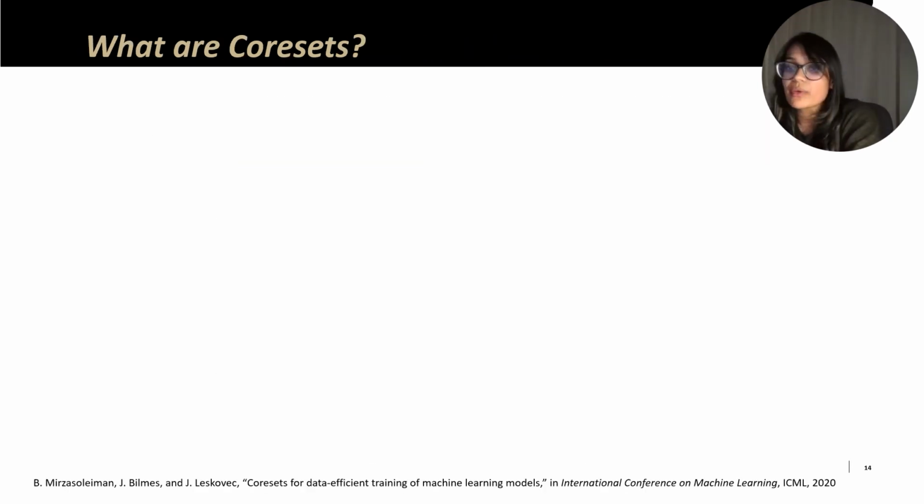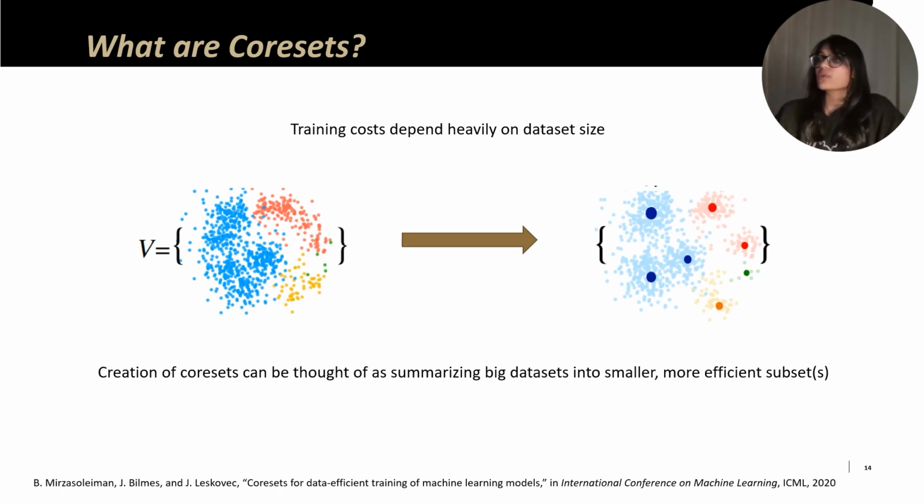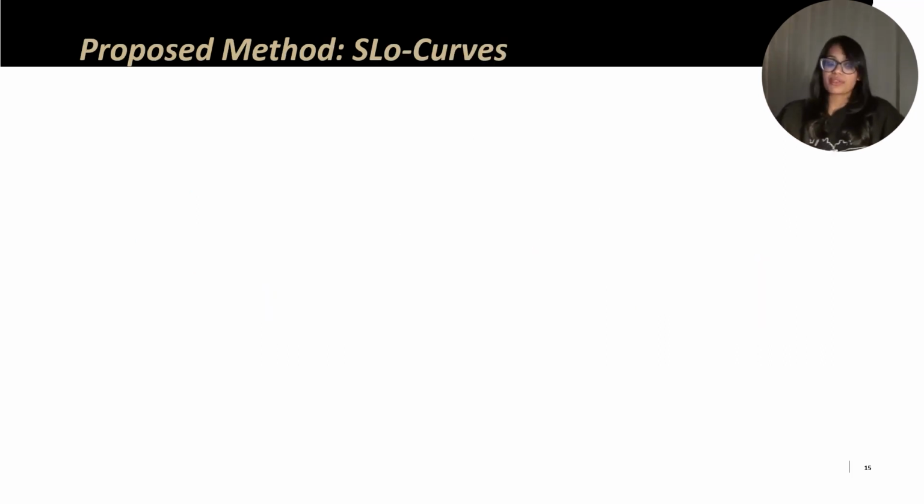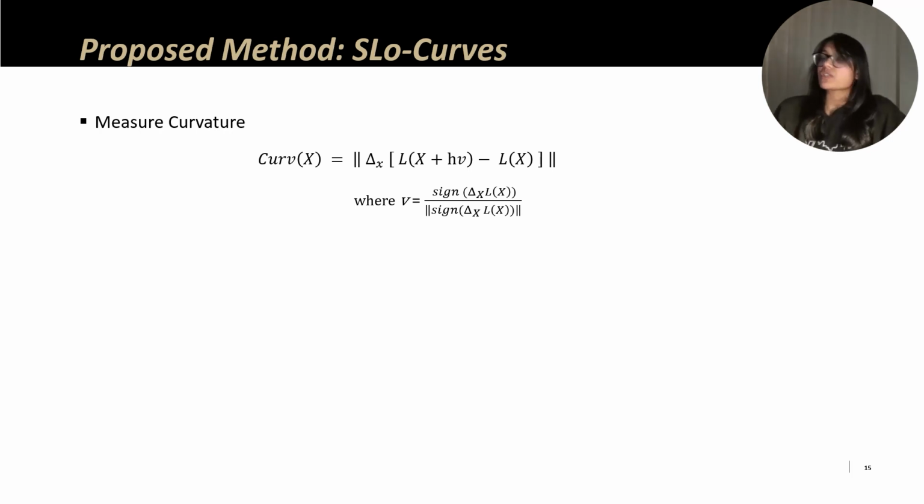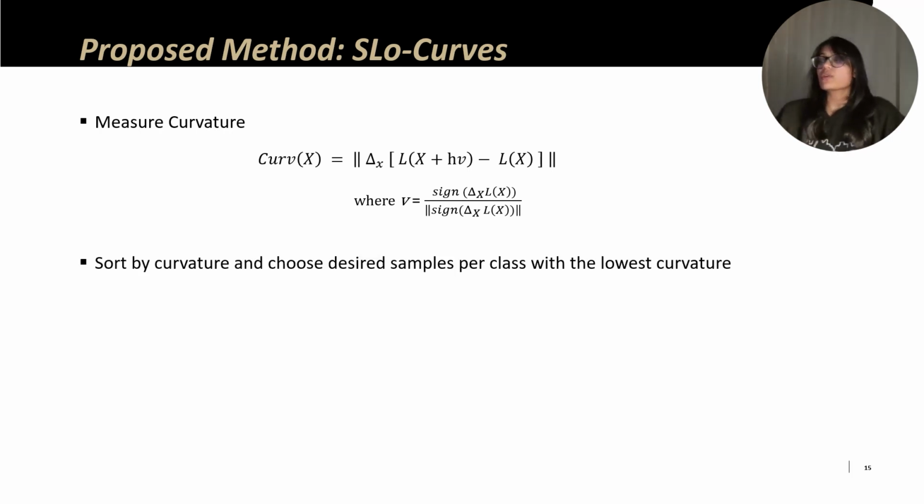We're going to now utilize this to create core sets. Core sets can be thought of as summarizing big datasets into smaller, more efficient subsets. Our proposed method to use curvature to create core sets is called SlowCurves. We're going to measure curvature as discussed earlier, and then we're going to sort the entire training set by curvature and choose the desired samples per class with the lowest curvature.